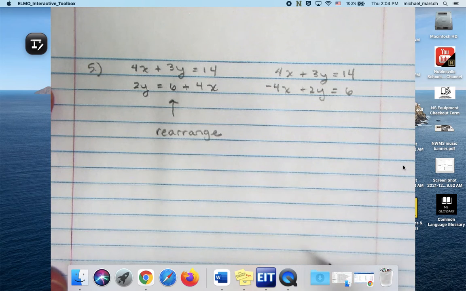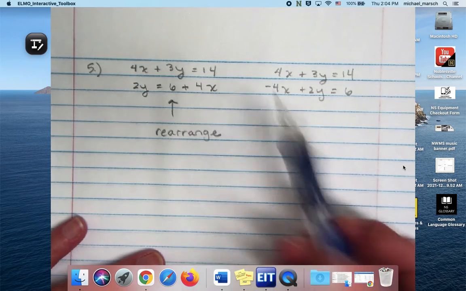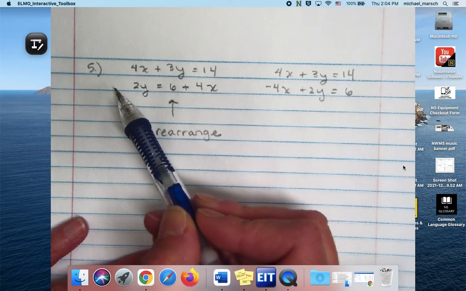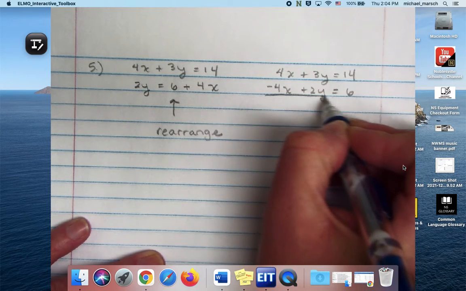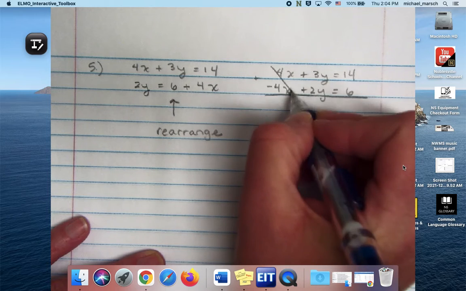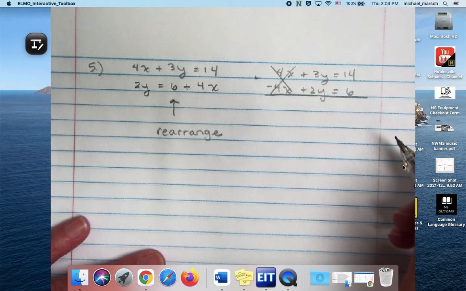You have to rearrange, right? Does everybody see how I just subtracted this over here? And now it's actually pretty easy to solve because my x's automatically cancel out.